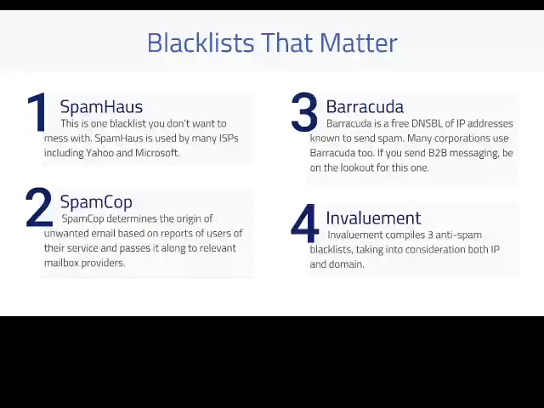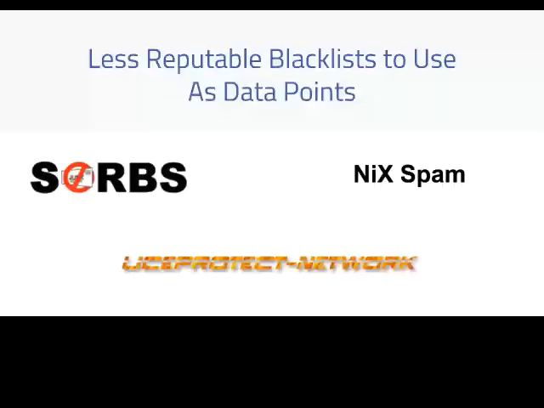There are, like I said, less reputable ones, but this doesn't mean don't check them. These are really, really good data points. Sorbs lists a lot of IPs, and you might see your IP turn up on their list from time to time. Through research, chances are you've sent to one of their traps. So if you are sending to maybe a Sorbs trap, a Nick spam trap, or a UCEProtect network trap, then there are things that you can clean up on your side.